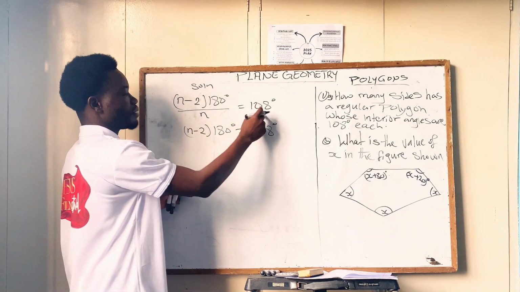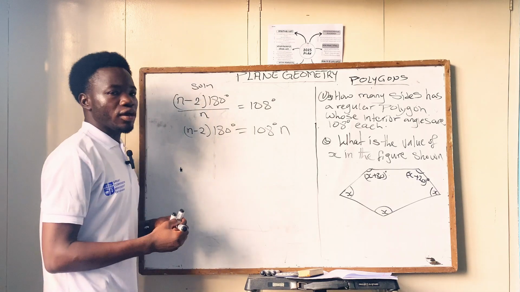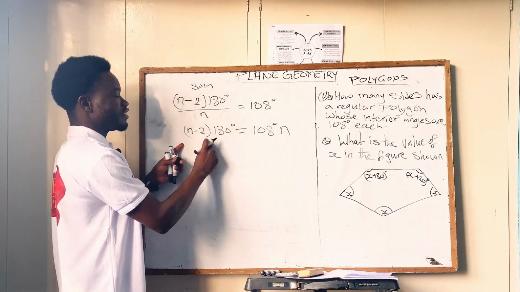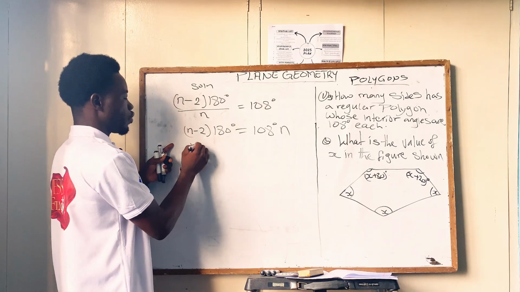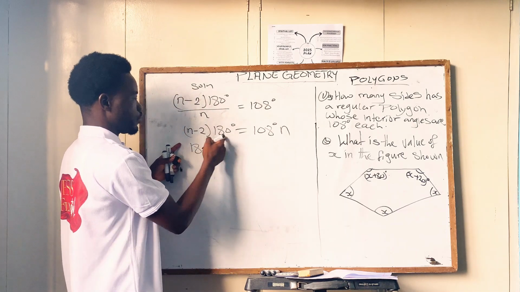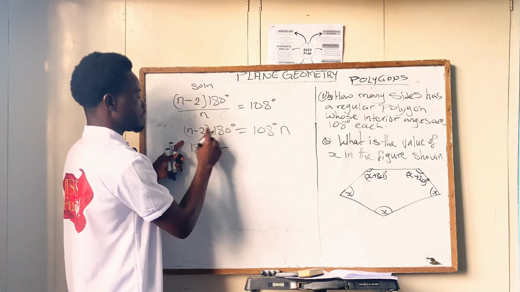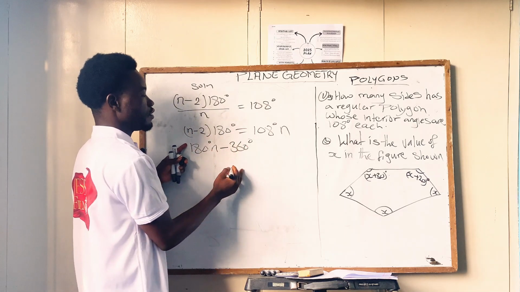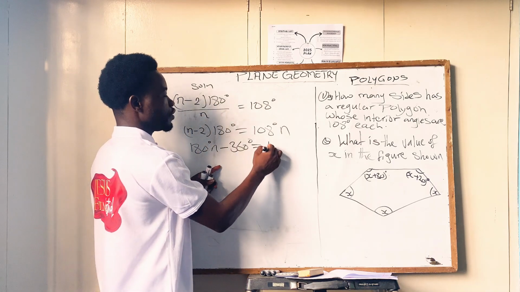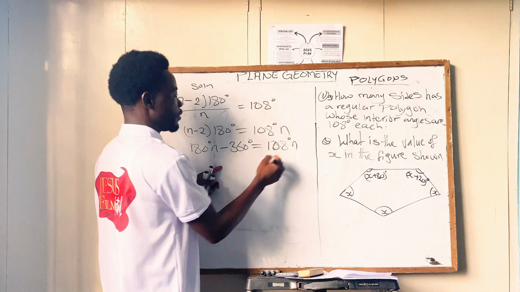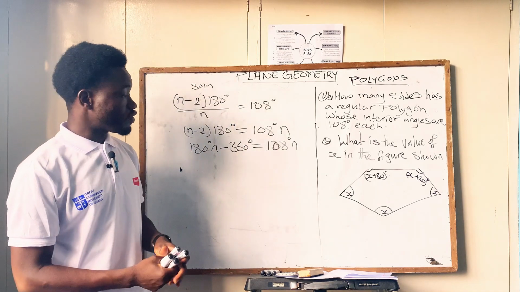Then n times that will give me 108 degree n. Now we can expand this bracket with the 180. So 180 degree n, and reducing this, n minus 2 times 180 is 360 degree, and this is going to be equal to 108 degree n. So I group like things because I'm looking for n.